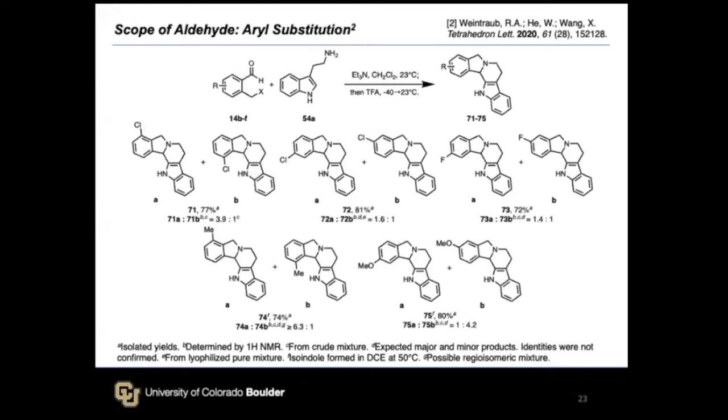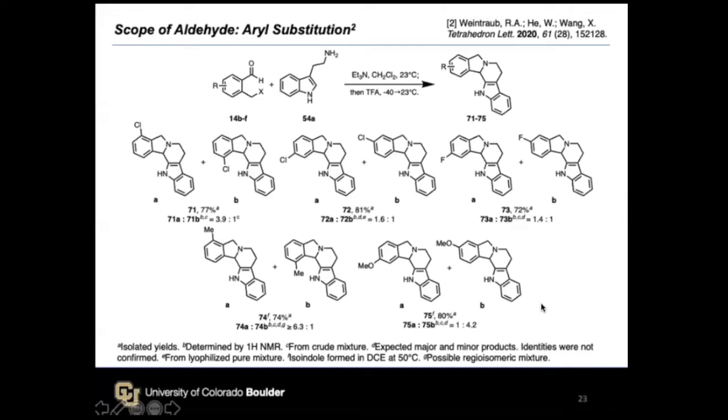Next, we examined the scope of the aldehyde, starting with substitutions on the aryl ring. We investigated substitution with electronegative halogens as well as electron donating groups. We found that substitution of any kind decreased the yield, with an ortho-methyl group, that is these products, giving the greatest decrease in the yield. And this is likely due to a combination of sterics and the aldehyde also being less reactive, less electrophilic.